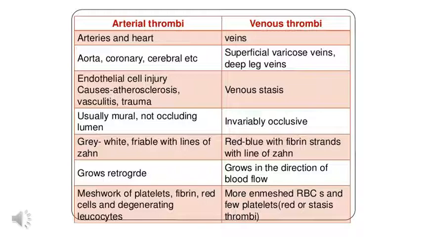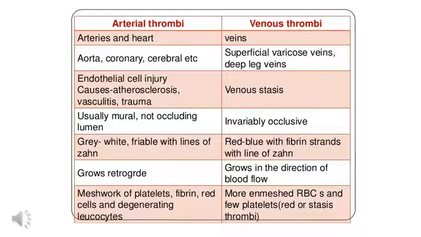We will discuss lines of Zahn in our next slide. Venous thrombi are mostly red-blue, with fibrin strands and lines of Zahn. So lines of Zahn are present in both conditions, but the color of the thrombus can decide whether it is arterial or venous. Arterial thrombi grow in a retrograde manner, whereas venous thrombi grow in the direction of blood flow.